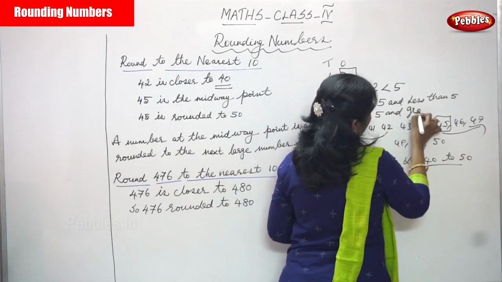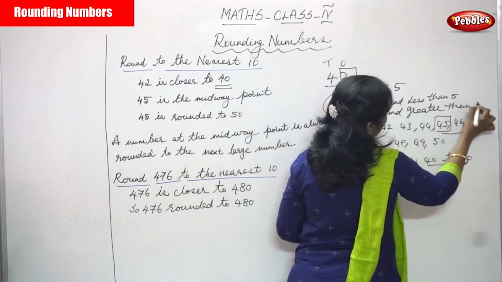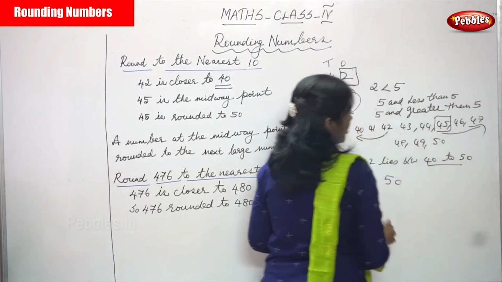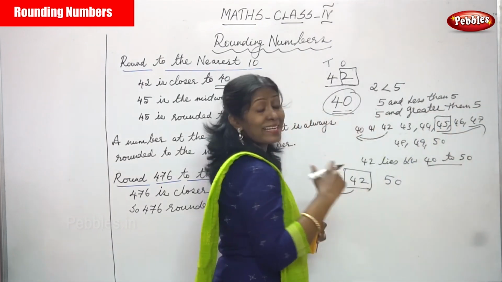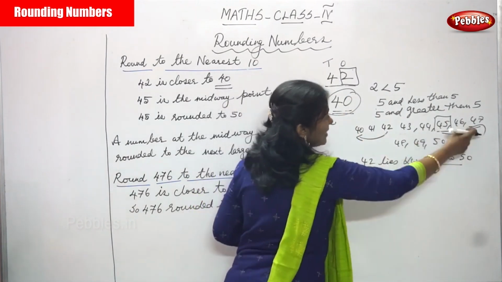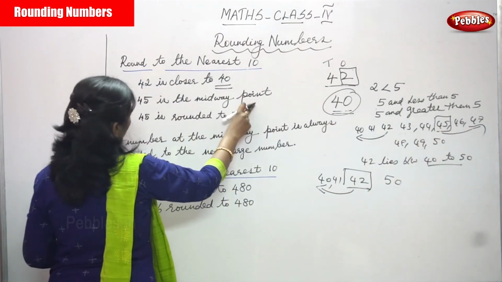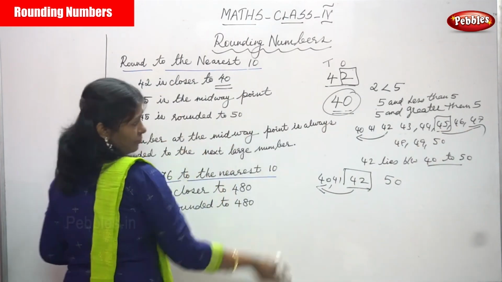5 and greater than 5. You have to concentrate. Next nearest 10. For 45, the next nearest 10 is what? 50. So 45 is a midway point. So 45 is rounded to 50.